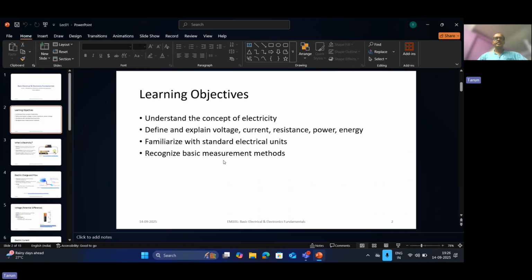Understand the concept of electricity, define and explain voltage, current, resistance, power, energy, familiarize with standard electrical units, and recognize basic measurement methods are the learning objectives of this lecture.